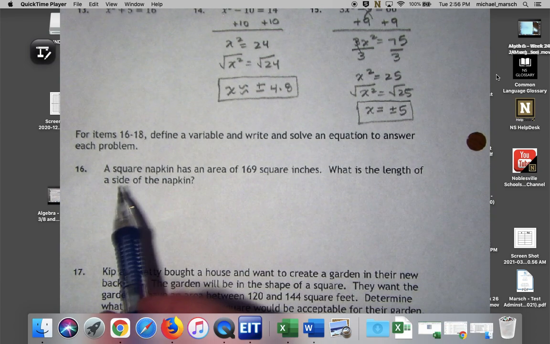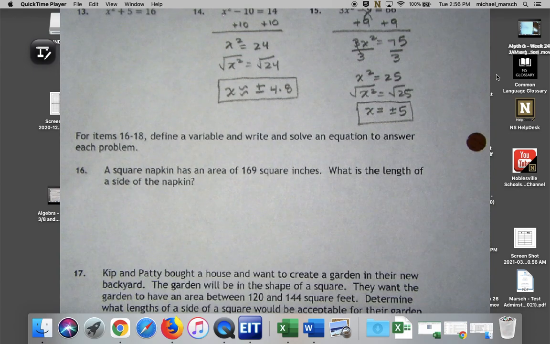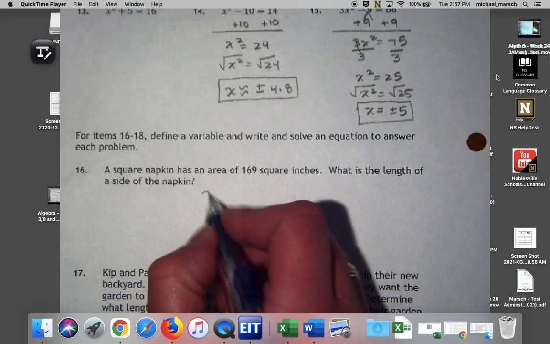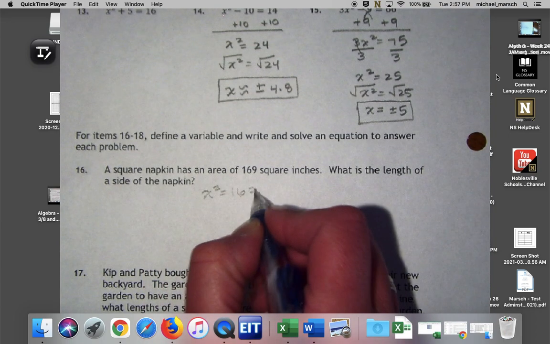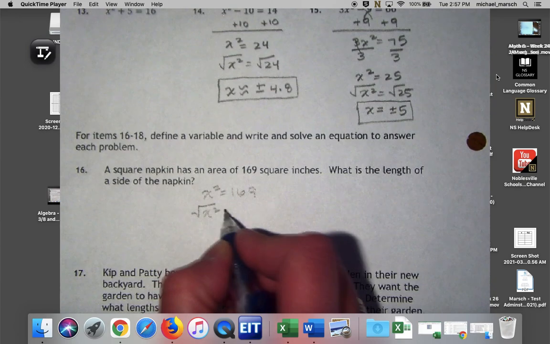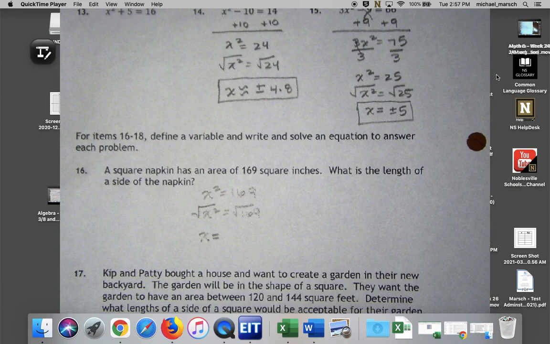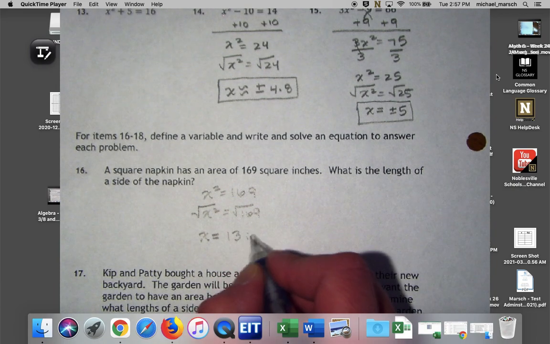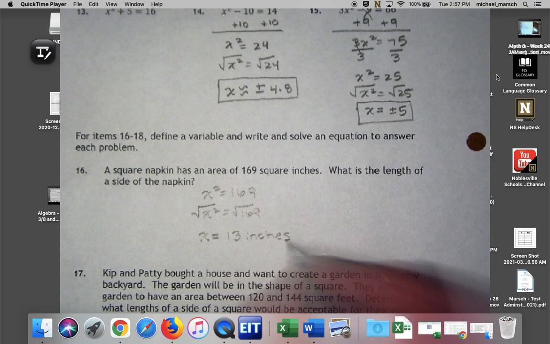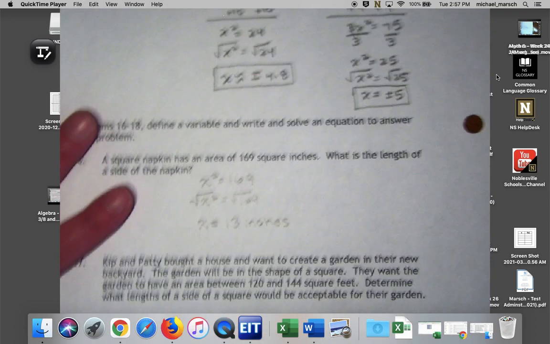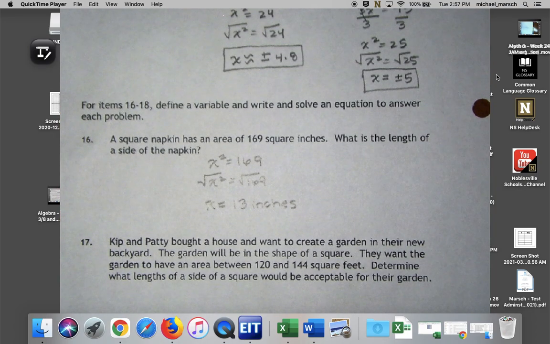Okay. A square napkin has an area of 169 square inches. What is the length of the side? So here we have x squared equals 169. Square root of x squared equals square root of 169. X equals, Sophia, it has to be 13 inches. Why not positive or negative 13 inches? Because you can't have a negative length of a napkin, right? So because there's a story here, we can't use the positive negative.